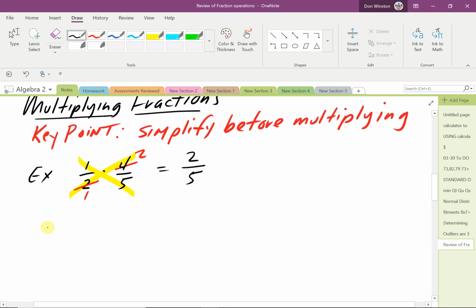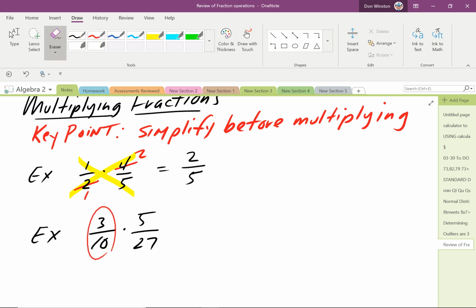Okay? And then for the final example, multiplying fractions, let's say here I have 3/10, and I'm going to multiply that by 5 over 27. So again, I see that there's nothing I can simplify between the 3 and the 10. There's nothing I can simplify in the 5 and 27, but I can simplify in the diagonals. All right? So let's do that. So 3 goes into 3 once, into 27 9 times, and 5 goes into 5 once, and into 10 twice.